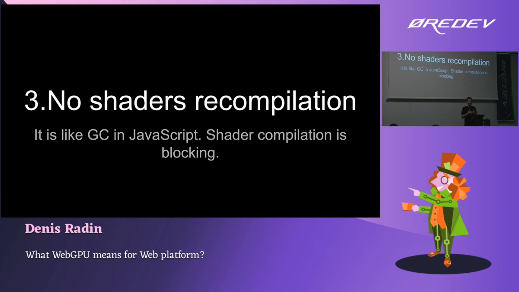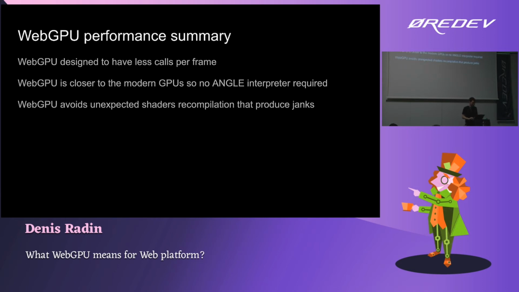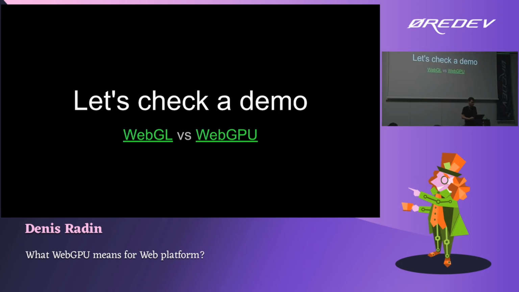It is like garbage collection for JavaScript; shader recompilation is for GPU processes. So the WebGPU promise is no shader recompilation, so web 3D applications can be as smooth as native applications are. WebGPU performance summary: WebGPU is designed to have fewer calls per frame. These calls are cheaper, and unexpected shader recompilation is avoided. So the promise is it's going to be faster.